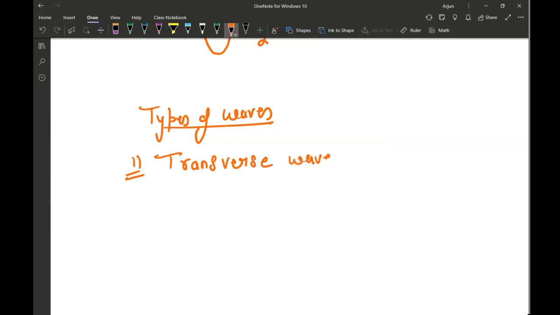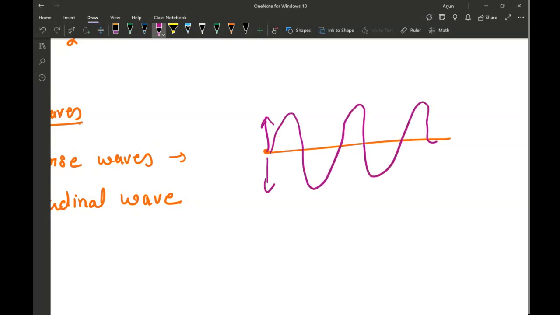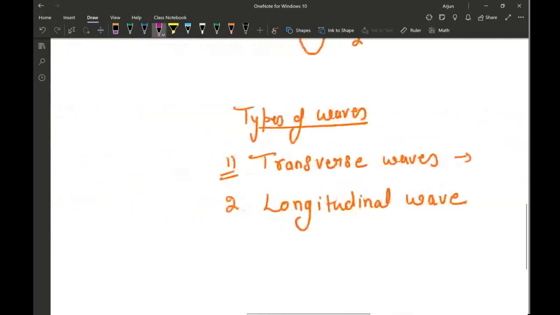Transfer waves, and the second one is longitudinal wave. Transfer wave can be seen in a very simple experiment. Let's say you have a rope and you move it in the upward direction, then in the downward direction. So what's going to happen? The rope will start moving like this. So there is a generation of a wave. So that's the transfer wave.